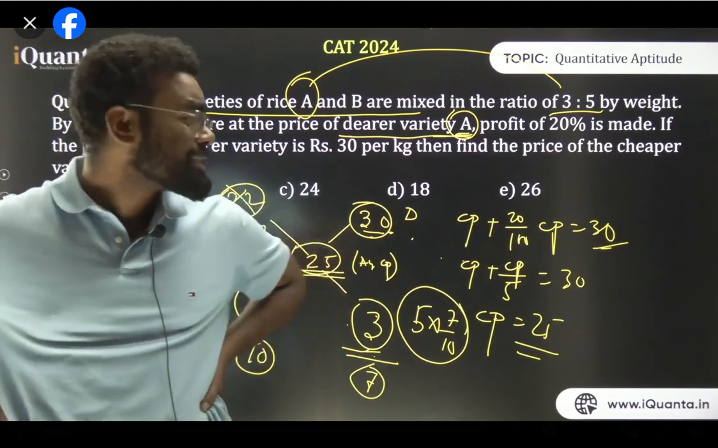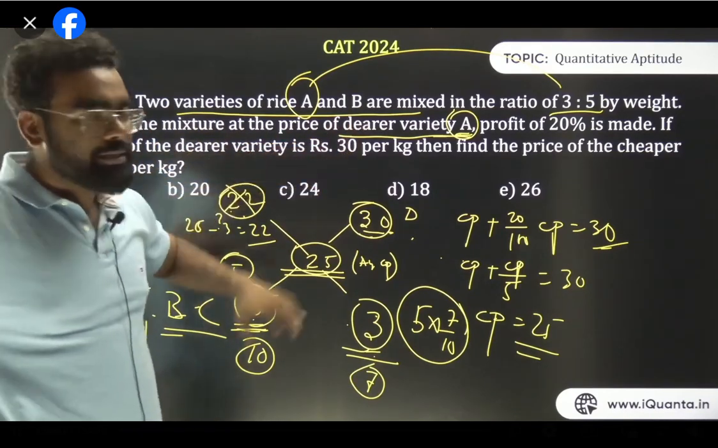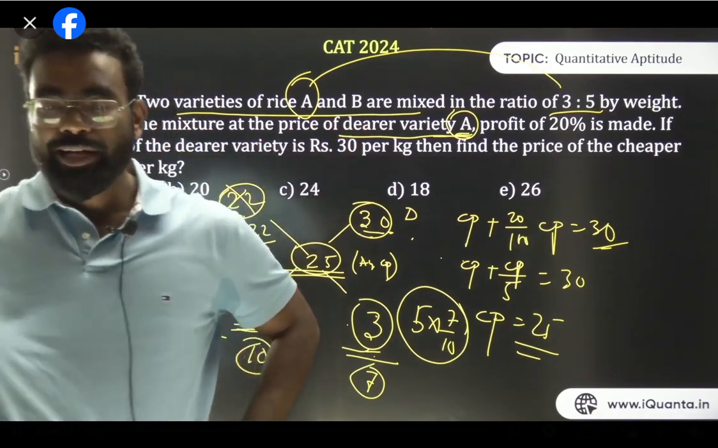30 is SP, not CP, because it is given as the selling price. Why is this written? Selling the mixture at the price of the dearer variety, which is 30. I hope all of you have understood things.